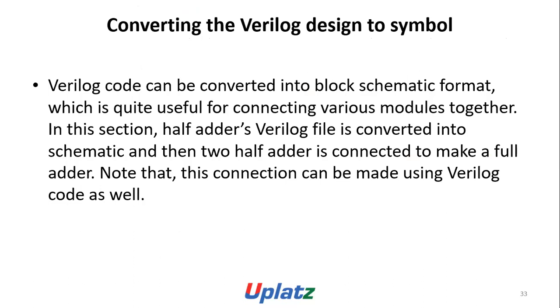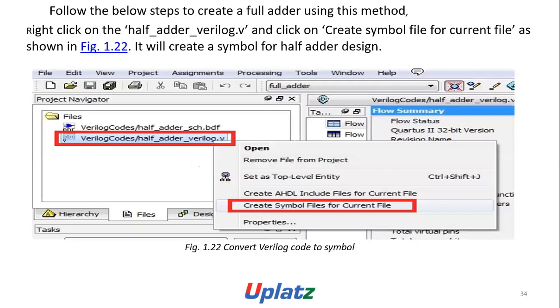Converting the Verilog design to symbol. Verilog code can be converted into block schematic format, which is quite useful for connecting various modules together. In this section, the operator Verilog file is converted into a symbol, and then two operators are connected to make a full adder. Note that this connection can be made using Verilog code as well. Follow the below steps to create a full adder using this method.